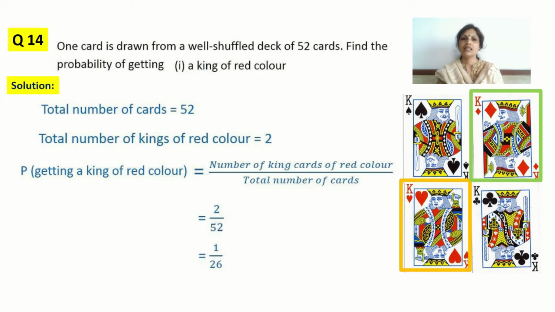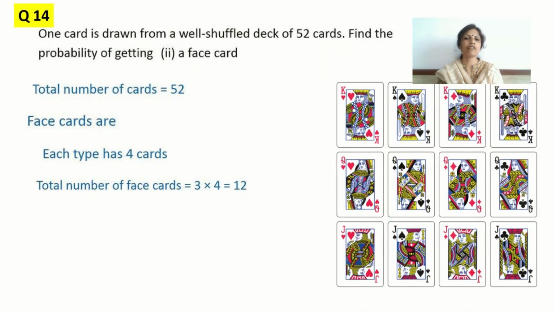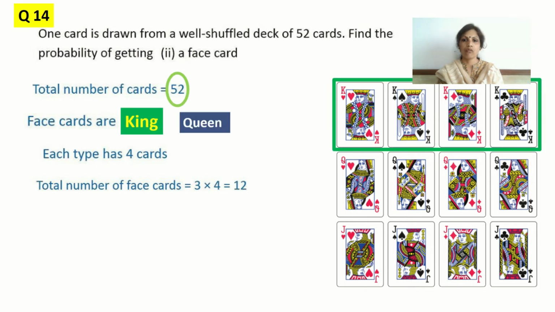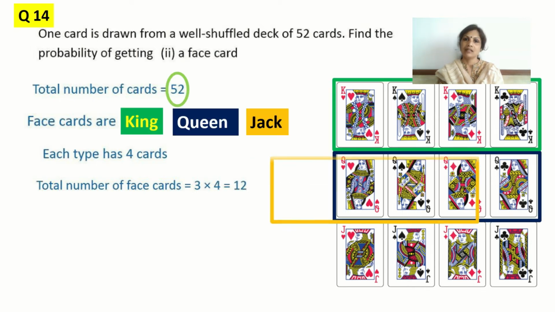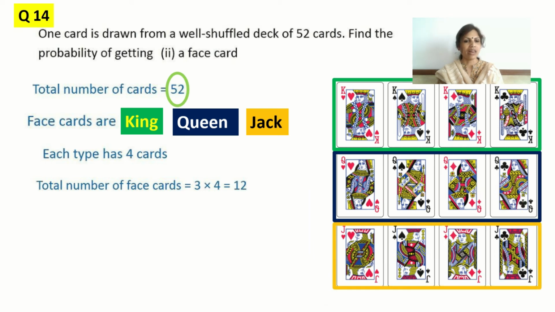Alright. Then this is the second part of the sum, that a card is drawn from a well shuffled deck of 52 cards. Find the probability of getting a face card. Now just now I told you how many face cards are there in a pack of 52 cards. So the image is flashing there on the screen. We have the total number of cards as 52. Now which are the face cards we have? We have 4 kings, 4 queens, 4 jacks. So total face cards are 12 because each type has 4 cards.